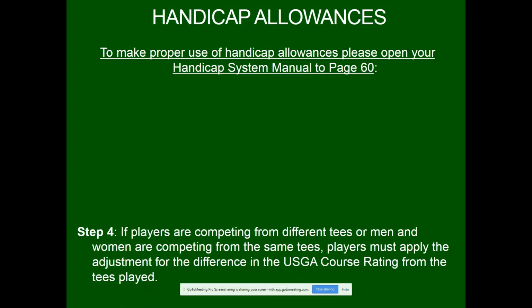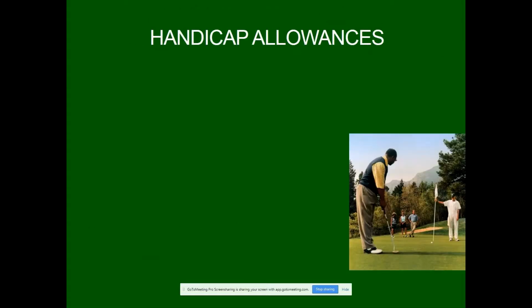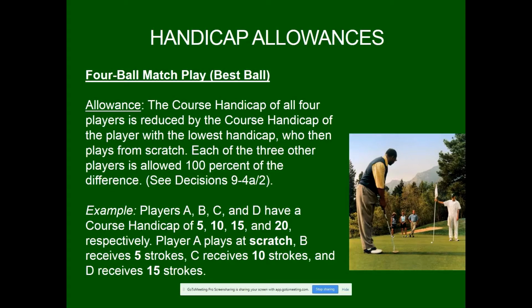It's also nice that the USGA Tournament Management System also does this for you, so take advantage of that as well. All right, handicap allowances. So these are the general guidelines out there for what handicap allowances should be used. So in 4-ball match play, which we're talking about best ball, let's say the handicaps were 5, 10, 15, and 20 amongst the group.